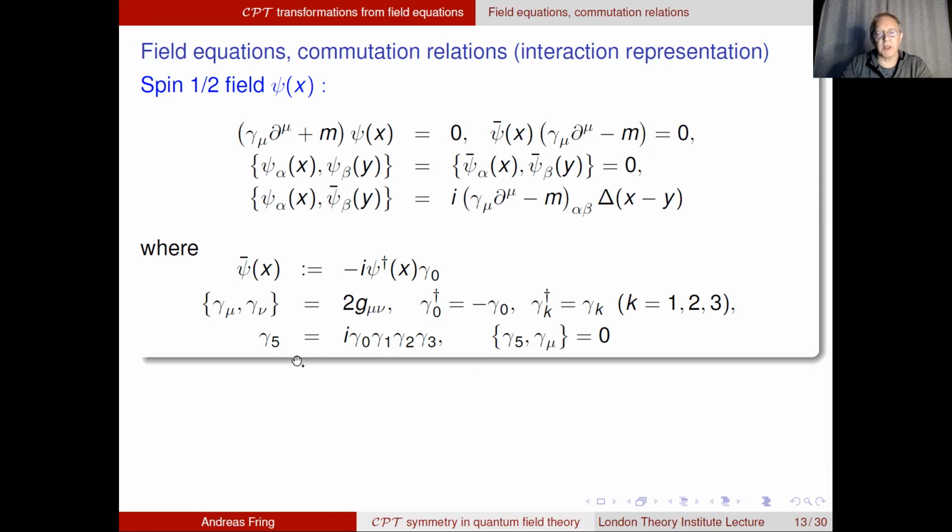And then one usually also introduces a fifth gamma matrix, gamma 5, which is the product of all the gammas in this order: gamma 0, gamma 1, gamma 2, gamma 3, multiplied by an i. And if you use this anticommutator, you can show that gamma 5 anticommutes with gamma mu, where mu now can be 0, 1, 2, and 3.